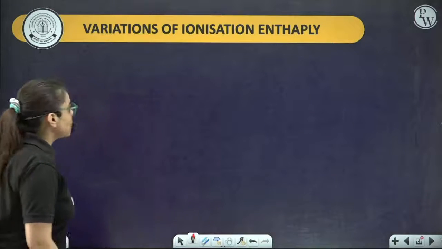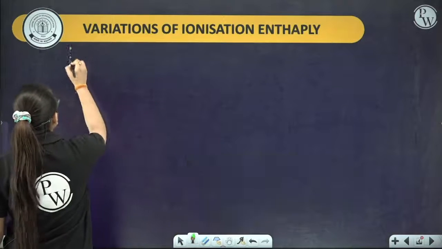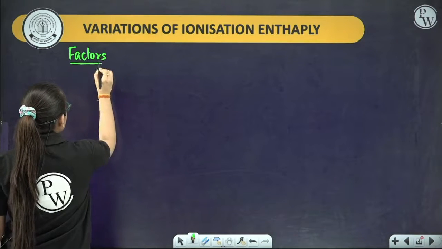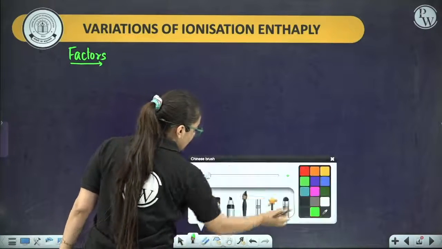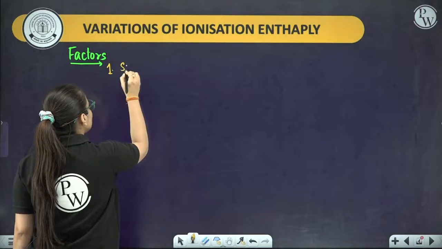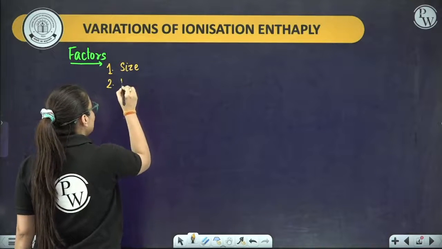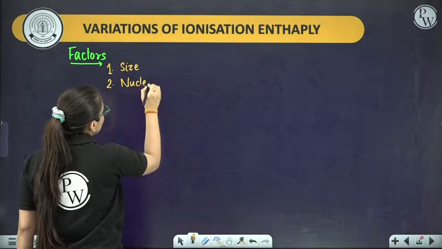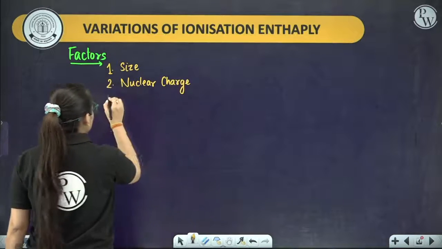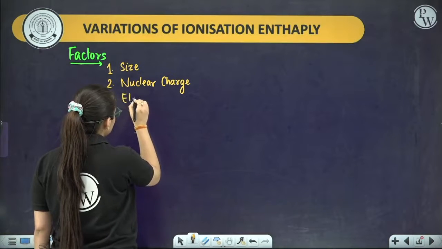So students, coming to my segment over here, let me talk about the factors on which ionization enthalpy depends. The initial factor that I'm going to talk about is going to be the size. The second factor that I'll talk about will be nuclear charge. Then the third factor that I am going to discuss is going to be the electronic configuration.